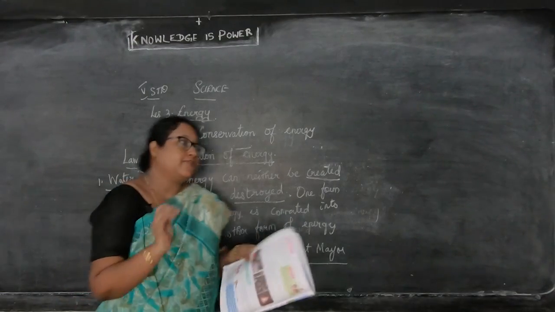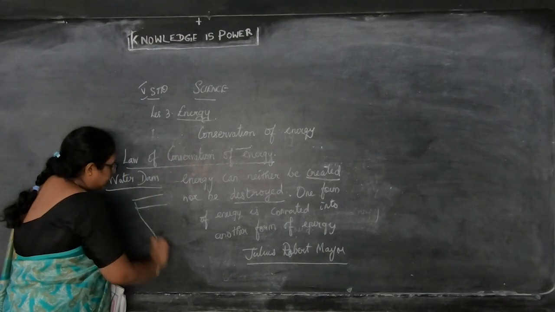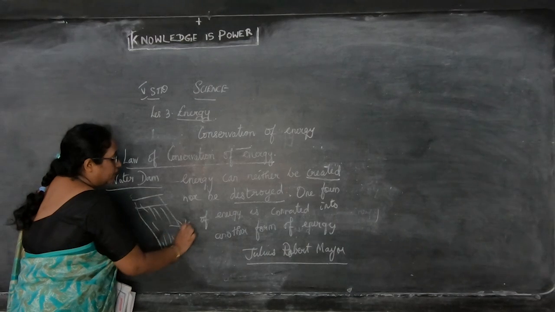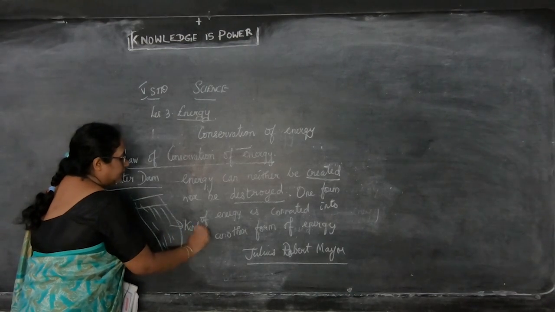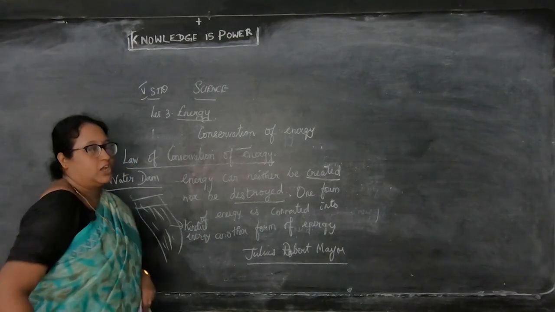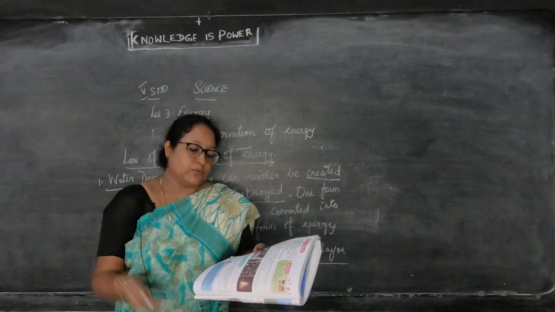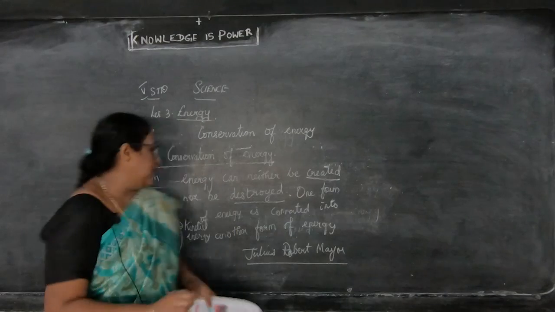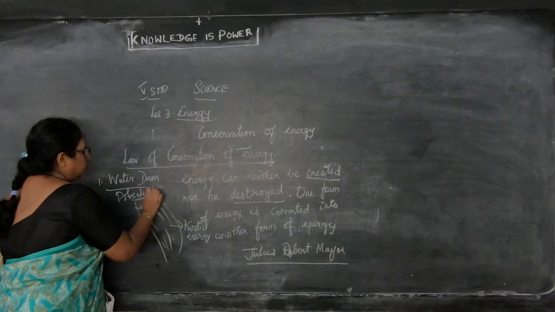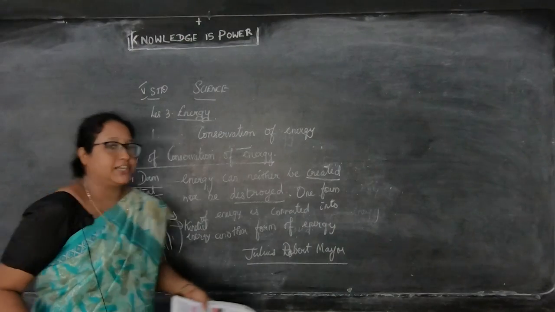Now when water falls down, so it's a dam, what happens? It's stored here and water falls down. Then what energy is this? Kinetic energy. Kinetic means motion I said, or in the movement. That is the water falls down, that is a kinetic energy. So when water falls down, potential energy is converted into kinetic energy.